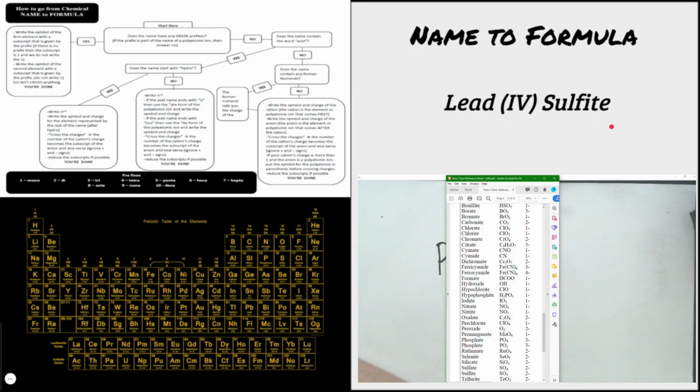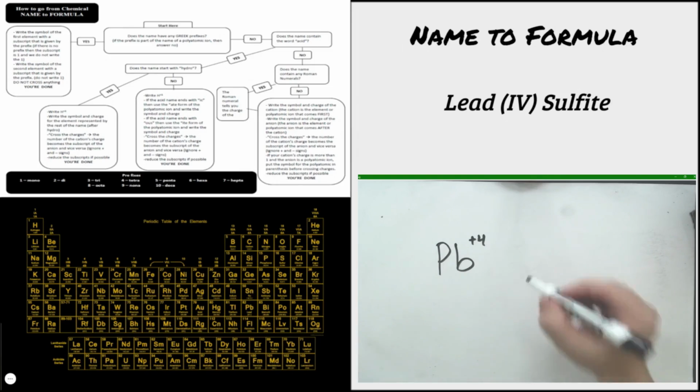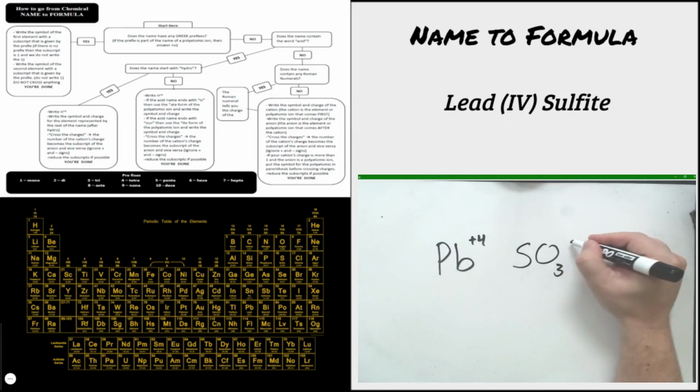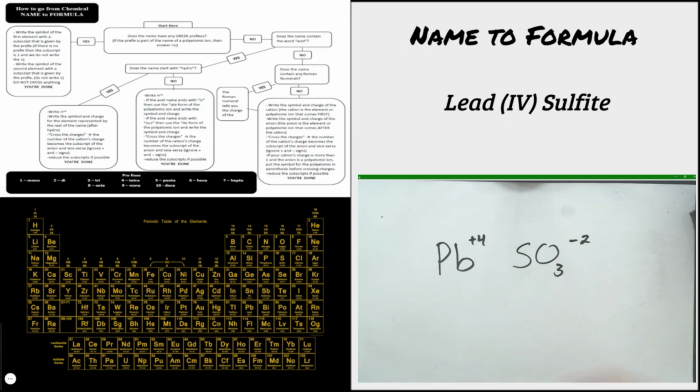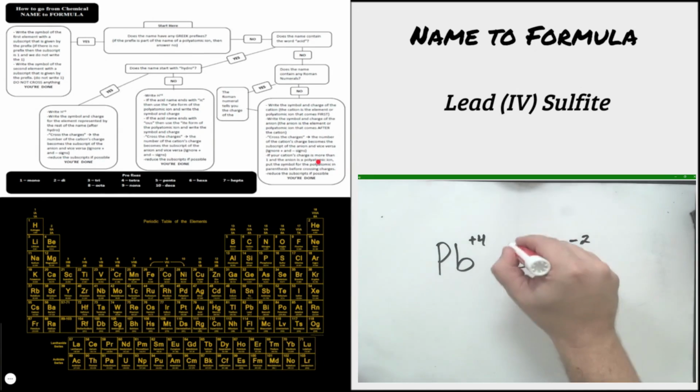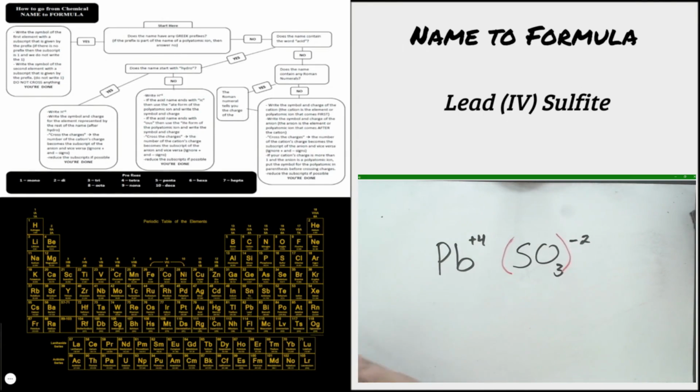Well, I need to look over at my polyatomic ions. Since it ends with ITE, I know it is a polyatomic ion. So sulfite is right here, SO3 with a minus 2 charge. So I'm going to write SO3, and it has a minus 2 charge. This is where this next part comes in. If your cation's charge is more than 1, and 4 is definitely more than 1, and our anion is a polyatomic ion, and sulfite is a polyatomic ion, then I need to put my polyatomic ion in parentheses. So I'm actually going to put parentheses around my polyatomic ion.